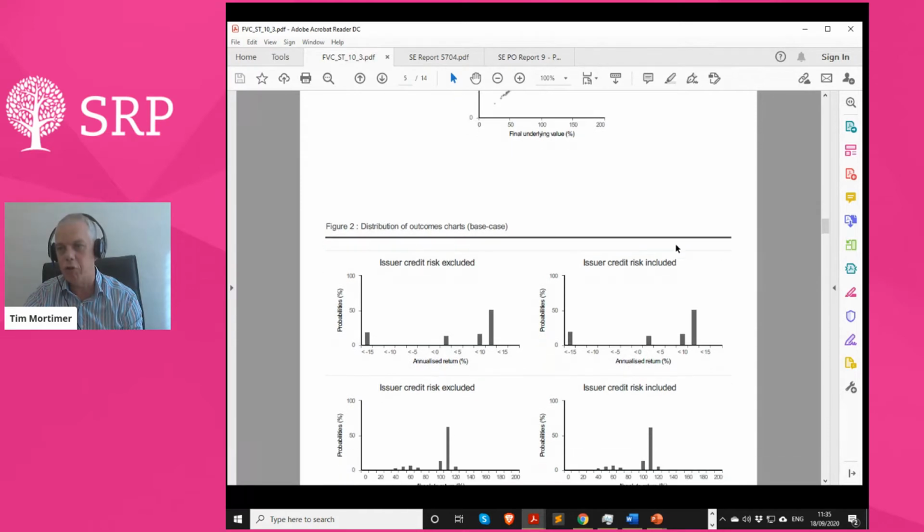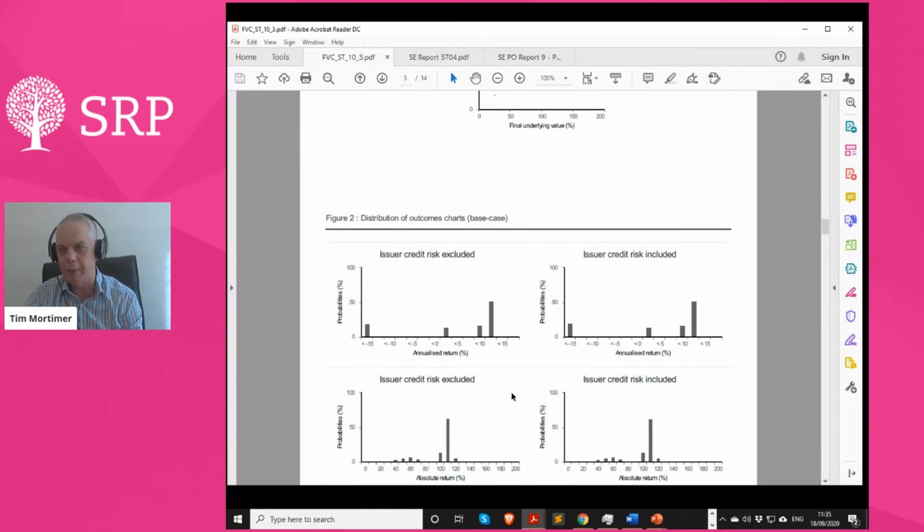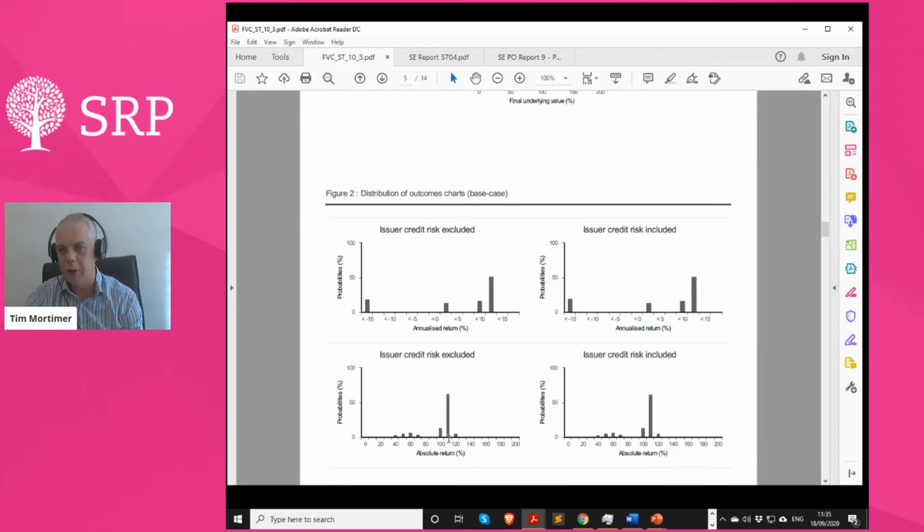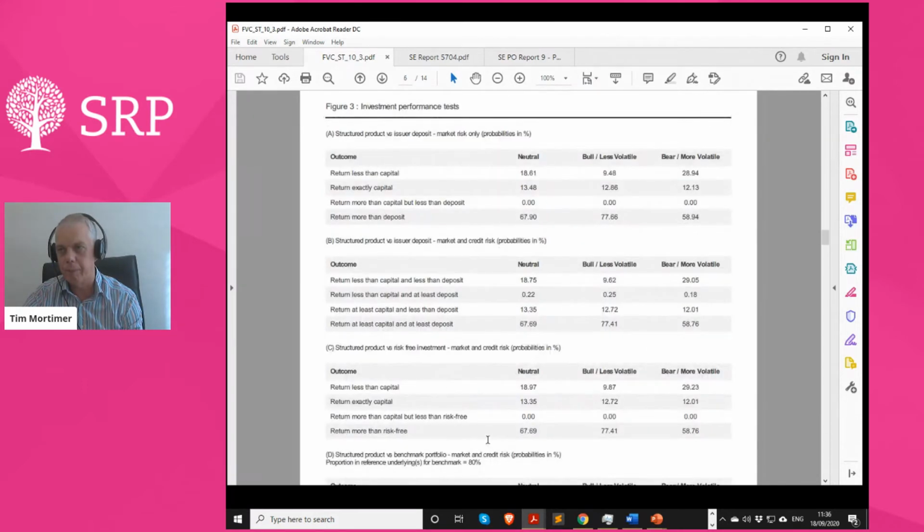And then you've got distributions of outcomes, either on an annualized basis, negative, 0 and positive, or on an absolute return. 100 is getting your money back. These two are above 100, these ones are below 100. Obviously I won't go through in detail what this was all about, but just give you a flavor. This is a very typical figure that people will look at in however they're doing their testing.